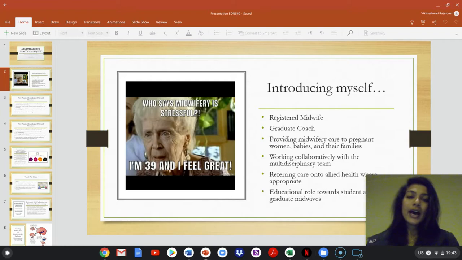And a large part of my job also involves playing an educational role towards facilitating learning for student midwives and graduate midwives. I have played the role of graduate coach, whereby I work one-on-one clinically with the graduate midwives who have come through where I've worked. And so this presentation will discuss how I've used various learning strategies to facilitate adult and lifelong learning for them.